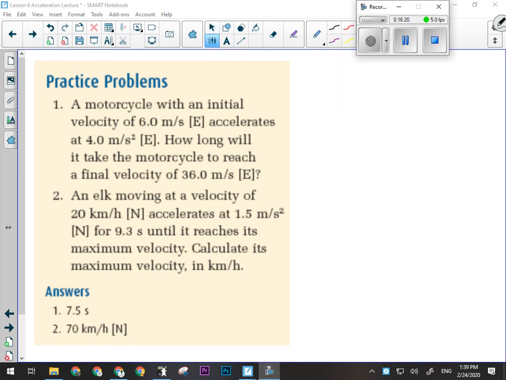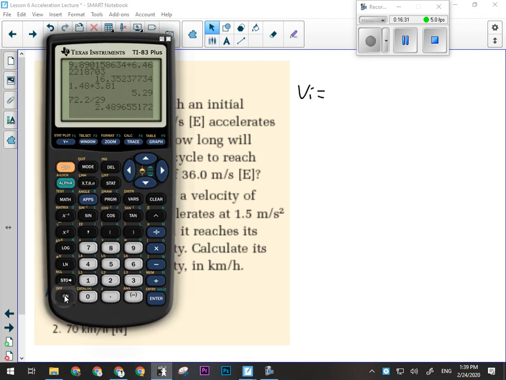For number 2, we have our initial velocity of 20 kilometers per hour, and we're going to divide that by 3.6 to get our meters per second.